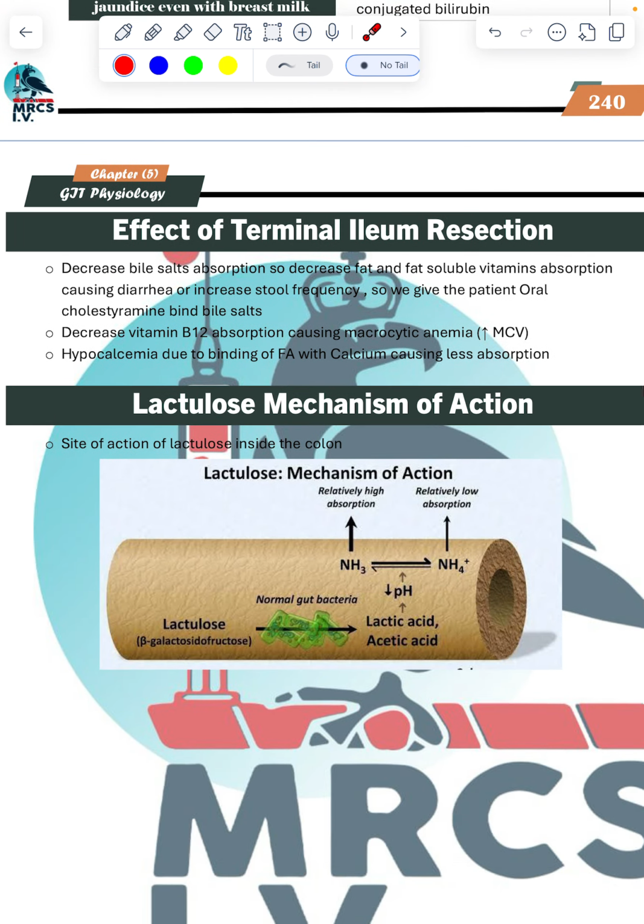Effect of terminal ileal resection: decreased bile salt absorption, so decreased fat-soluble vitamins. Oral cholesterol has to be given. Vitamin B12 is absorbed in the terminal ileum, and its deficiency causes macrocytic anemia. Hypocalcemia is due to binding of the calcium.